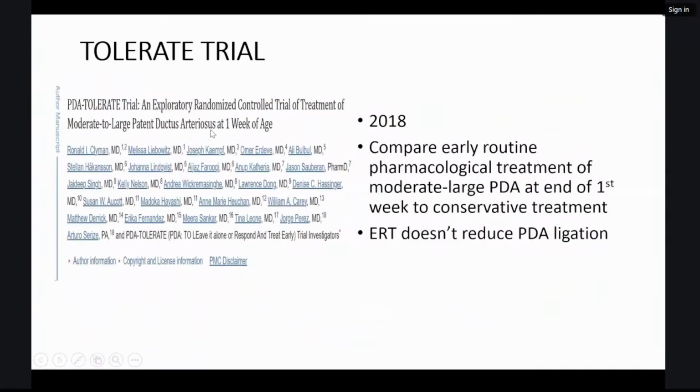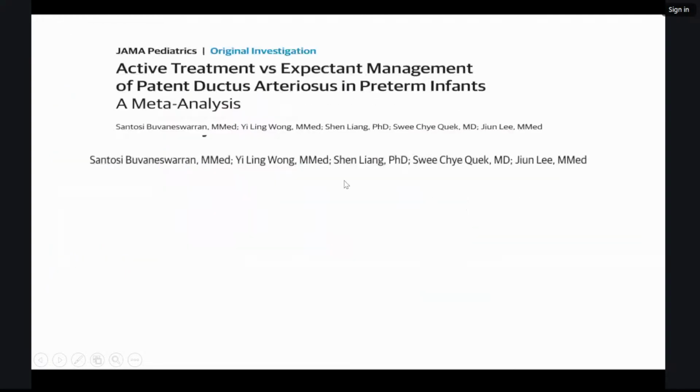So this is the TOLERATE trial, an exploratory randomized controlled trial of treatment of moderate to large patent ductus arteriosus at 1 week of age, published in 2018, comparing the early routine pharmacological treatment of moderate to large PDA at the end of the first week to the conservative treatment. They found that early routine pharmacological treatment does not reduce PDA ligation compared to the conservative treatment in this trial.